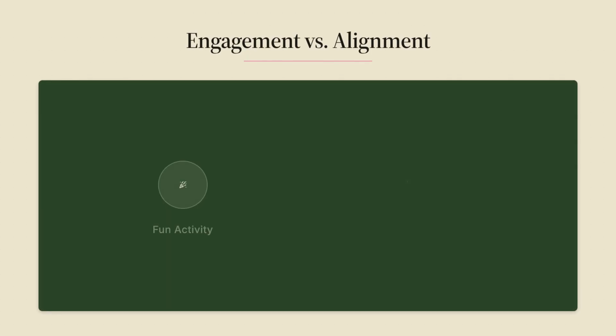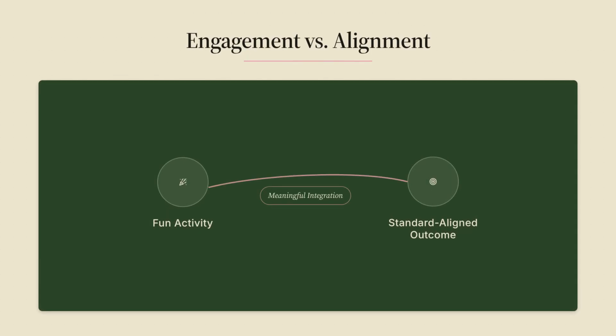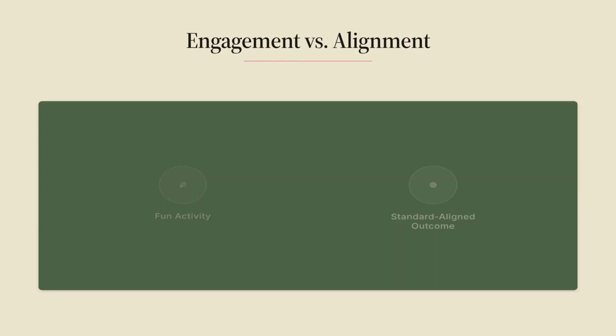Most people, understandably, do it backwards. They think of an activity first, something fun, something they saw online, something that worked with a different group of kids 2 years ago, and then they try to retrofit it to a standard afterward. When you bring AI into the picture, that bad habit gets amplified, because the AI will happily generate something engaging and well-produced that has nothing to do with your actual target. It doesn't know any better. It's just responding to whatever you asked for.